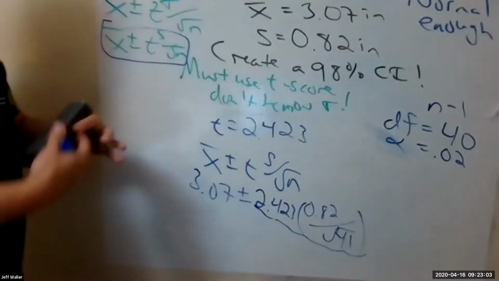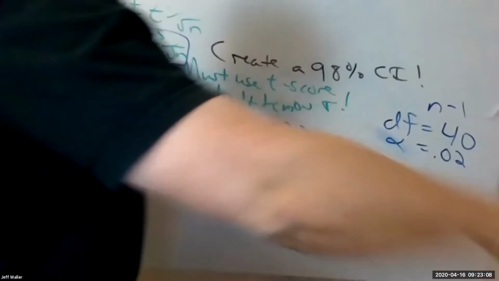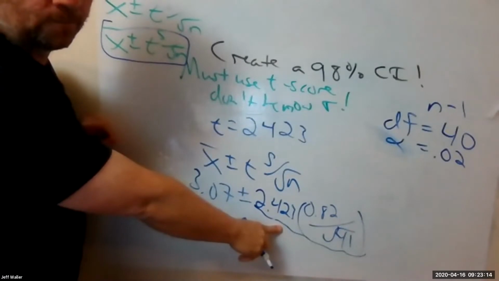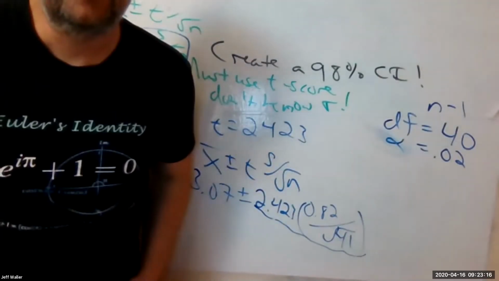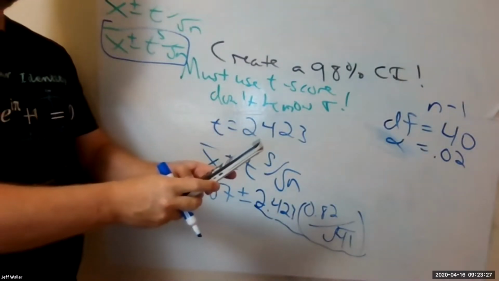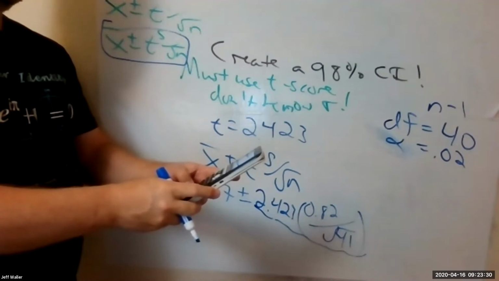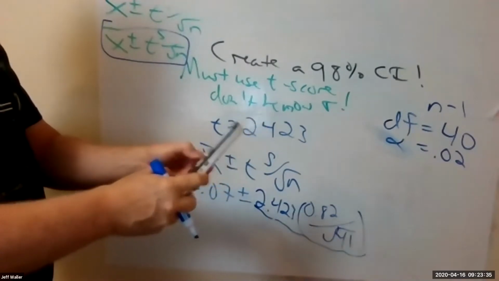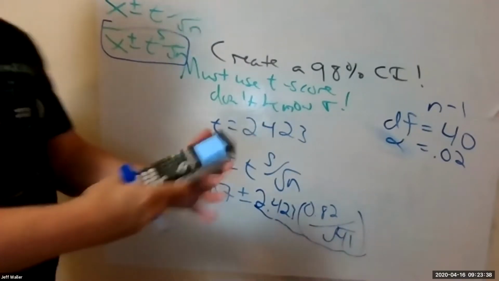So I'm going to make some room here so I can finish this up. So we get 3.07, give or take. Who's got the error? What is it now? 2.423 times 0.82 divided by the square root of 41. Has anybody got it? 0.31. Let me see if I agree. 0.31. I like it.